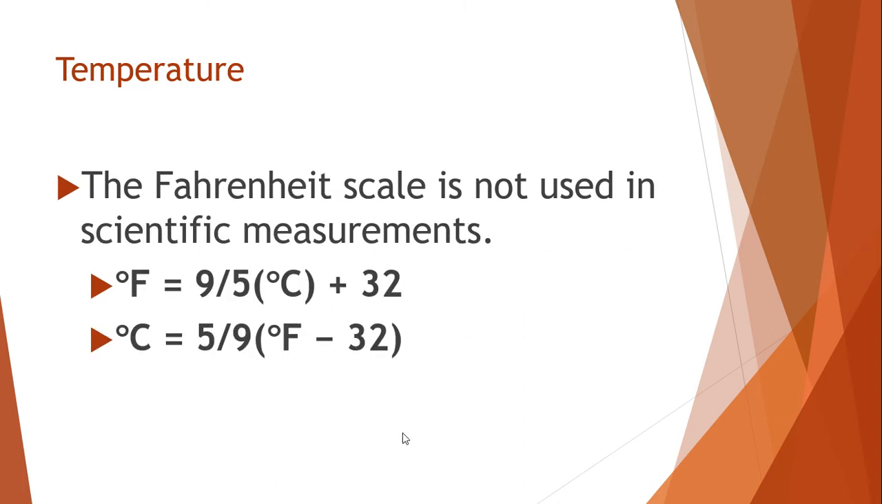Unfortunately, we still are the United States and we do use the imperial system, so we have to be able to convert between Celsius and Fahrenheit, even though we don't use it for scientific measurements. So, in order to do that, we have the following equations. The one that we're most often going to use is the bottom one because we want to get to Celsius.